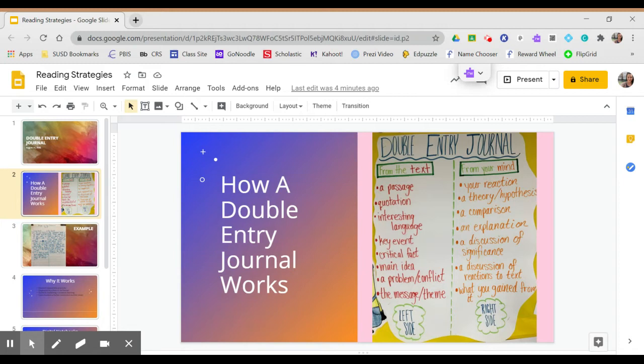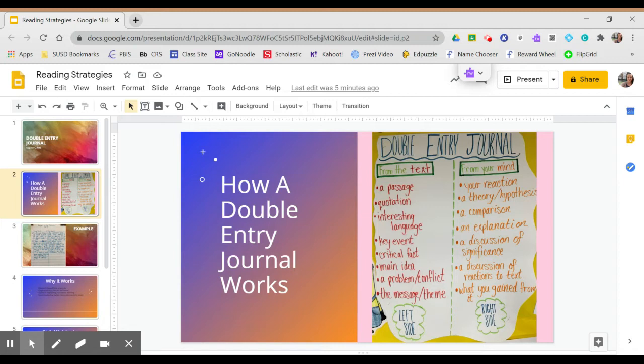So on the left side, some examples of things that we can put from the text are a passage. So let's say I have part of a paragraph from the book I'm reading that I think is really important. I can write that down on the left-hand side in quotation marks and with a page number. I can also put a quotation. Let's say there's a sentence or part of a sentence that's really important or meaningful. I could put that on the left side as well.